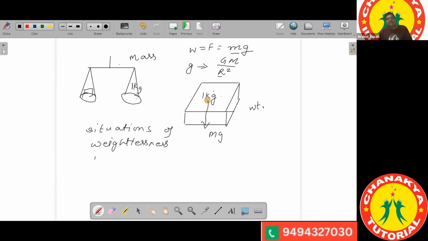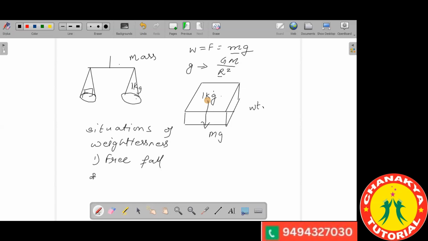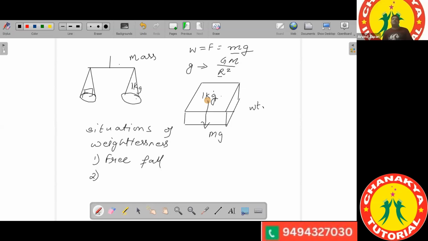Either if you have a free fall, if you are falling freely, your weight will be zero. Under the situation of a free fall, you will have zero weight. Also in space. How, sir? Okay, see. Suppose you sit on this electronic balance.